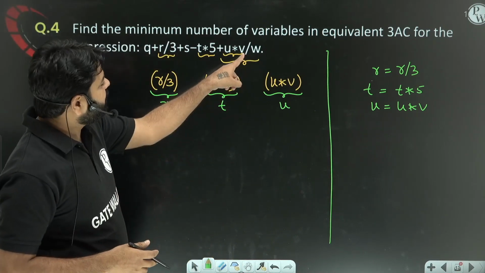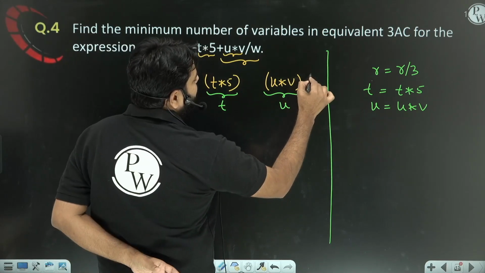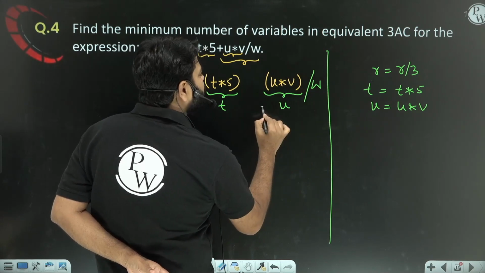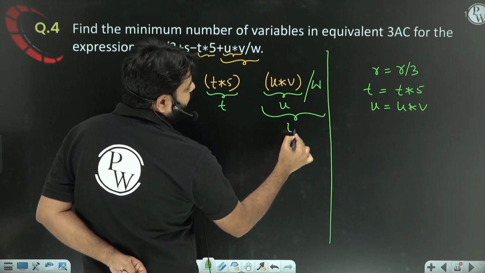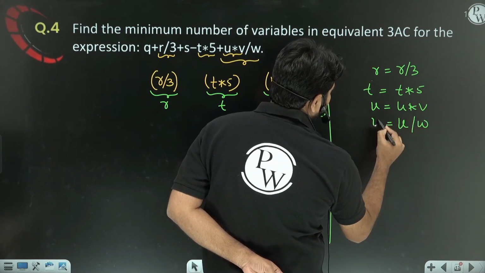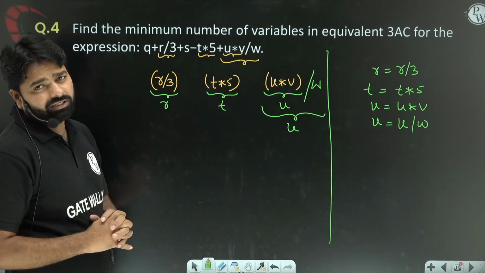Then next you need to perform the division. So along with this you have a division, right? So you are going to divide with w. You can put again in u if you want. Okay, I am just putting it, u divided with w, put in u. So we have the result. Now all the multiplications and divisions are done.